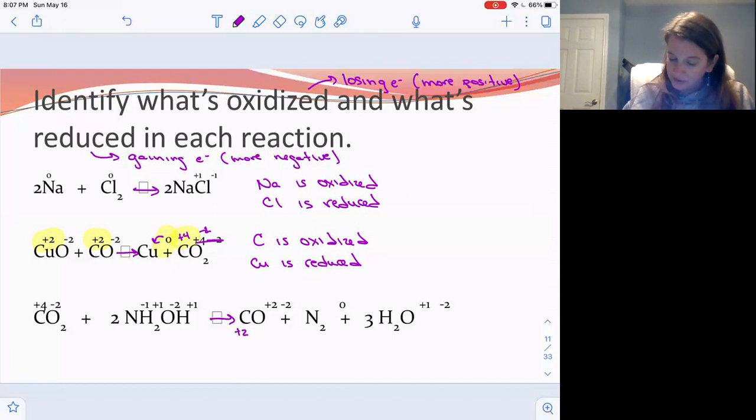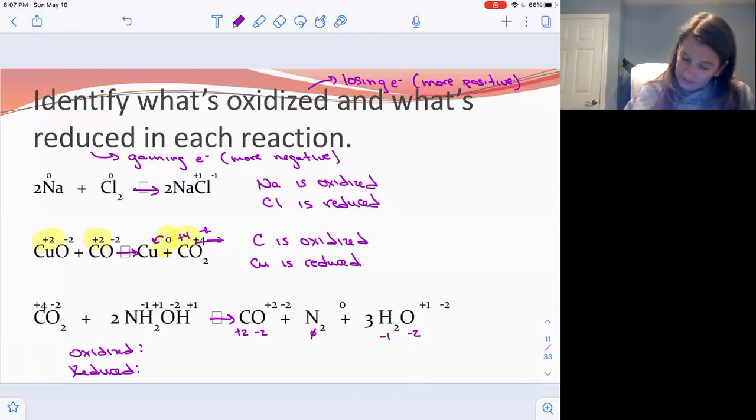Looking at this last example here, sorry, everything on this product side got a little mixed up. So let me write these down here: +2, -2, 0, +1, -2. So we have even more stuff to look at on this side. We're trying to figure out which one is oxidized and which one is reduced. Looking at all of these things here, which one is getting more positive, because that's the one that's losing electrons? Well, it looks like the nitrogen is losing electrons. It's getting more positive because it has a -1 charge over here on the reactant side, but it has a 0 over here on the product side.